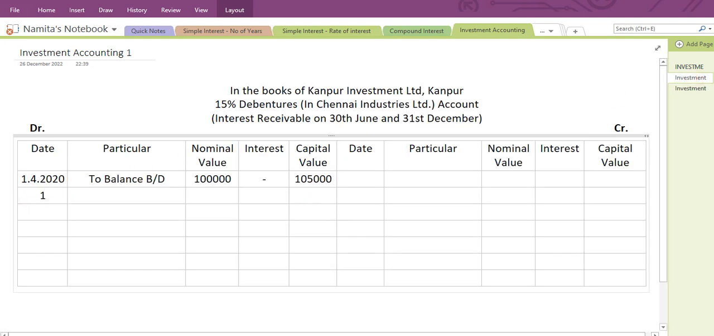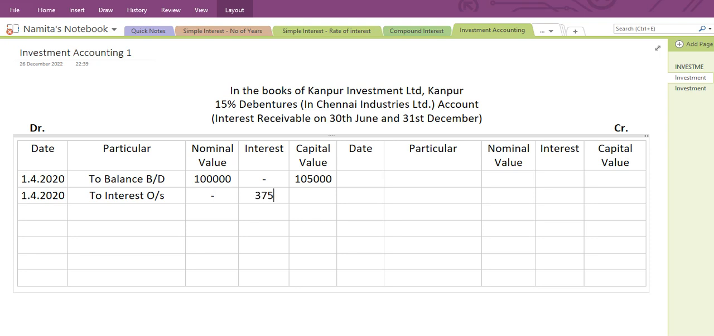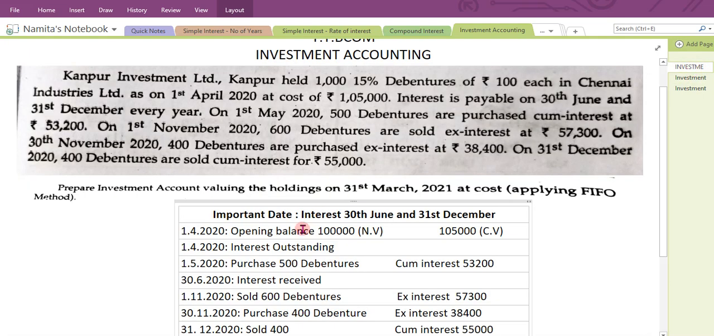So write in the debit side, interest outstanding. On which date is the interest outstanding? On 1st April 2020. So, interest outstanding. You can say it as interest accrued also. So write the interest value in the interest column, 3,750. Now interest is done. Next is what is there?